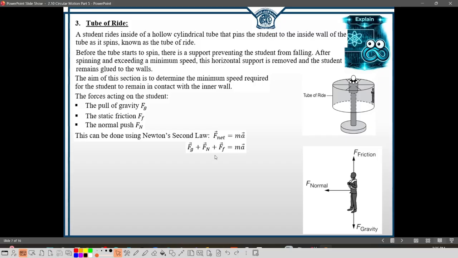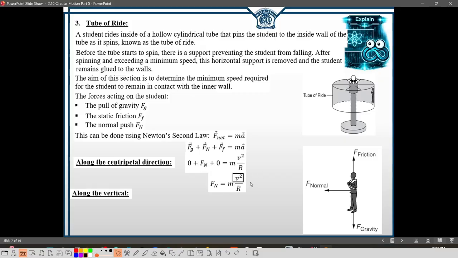This is actually the vectorial equation. Along the centripetal direction, we have only the normal push equals mv squared over r. Let's call it this one. This is the first equation. For the second equation along the vertical, actually we have two forces, the static friction and the gravity, and they are balanced forces.